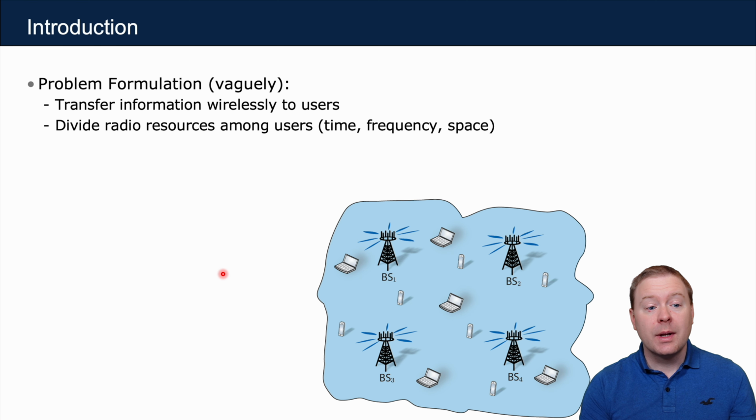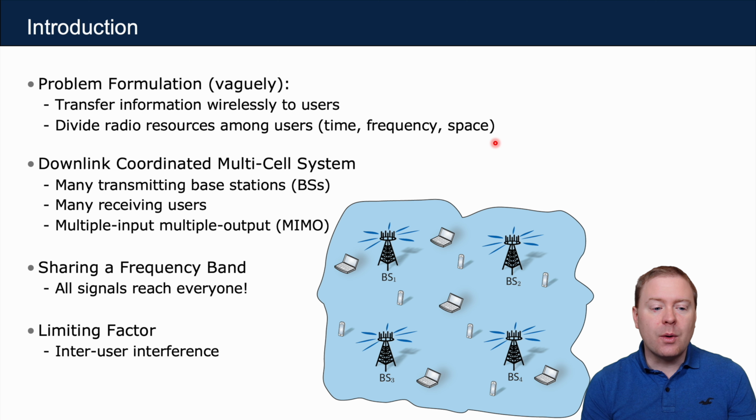Starting with the introduction, what we are considering, a bit vaguely, is that we would like to transfer information to users in a network with multiple base stations and multiple user devices. And we would like to divide resources between them, which is time, frequency, and space, and particularly it will be the spatial dimensions that we will be focusing on. And this is a downlink coordinated multicell system, so we have many transmitting base stations. These are the base stations illustrated here. We have many receiving users, and it's a so-called multiple input, multiple output system, or MIMO, because we have multiple transmit antennas at multiple locations and multiple receiving users.